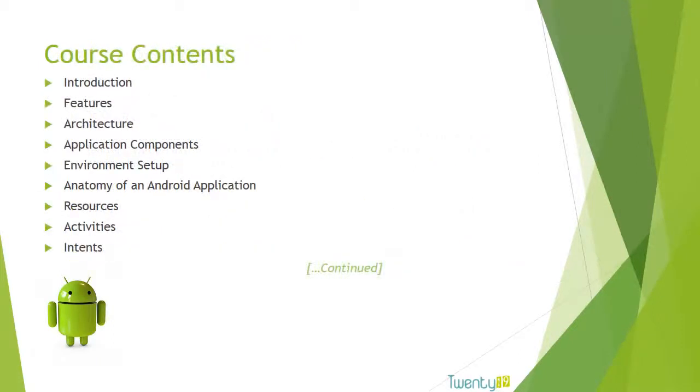In the course contents, we will be seeing an introduction to Android, followed by the features of Android. We will have a good look at the architecture behind Android, the application components which form the entire Android app, the environment setup where you will learn how to set up the Android SDK and Eclipse, which is the IDE which will be used for development. We will look at an anatomy of an Android application to see what directories and files it contains. We will have a look at resources, which deals with the layouts, and activities, followed by intents.